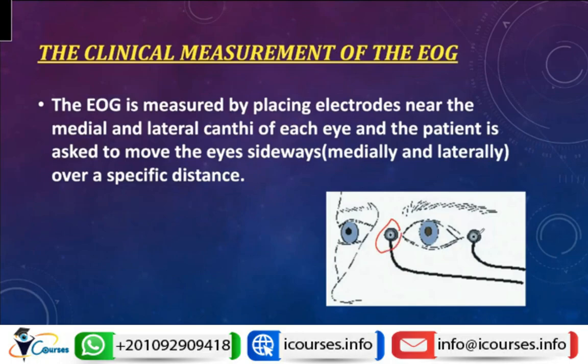This is done by placing electrodes at the inner and outer canthus and asking the patient to move his eyes rapidly between them. So he moves his eyes right and left, right and left, right and left, medial and lateral, for a specific distance. And then these electrodes will record the electrical potential between the cornea and the outer retina.